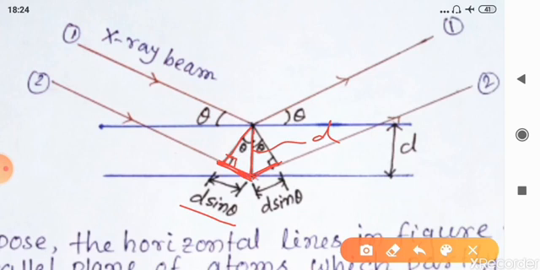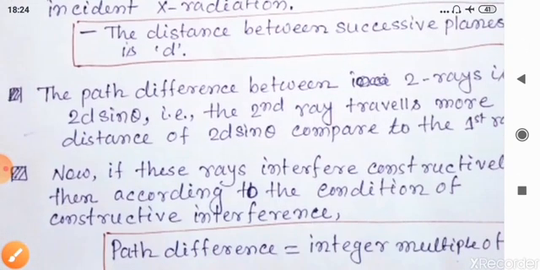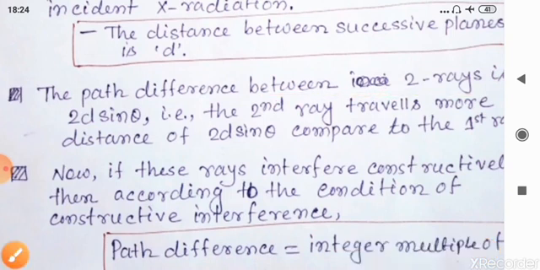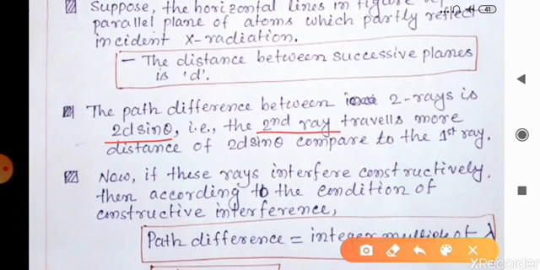Similarly this portion is also d sin theta, hence the extra path, that means this total path, is d sin theta plus d sin theta. Therefore the path difference between ray 1 and ray 2 is 2d sin theta, what I have written here. So the second ray travels more distance, 2d sin theta, compared to the first ray.